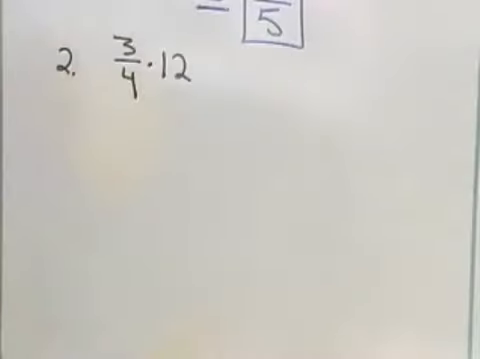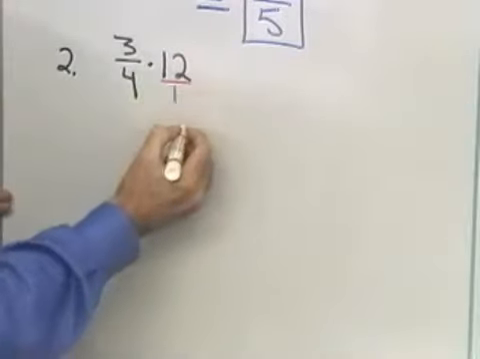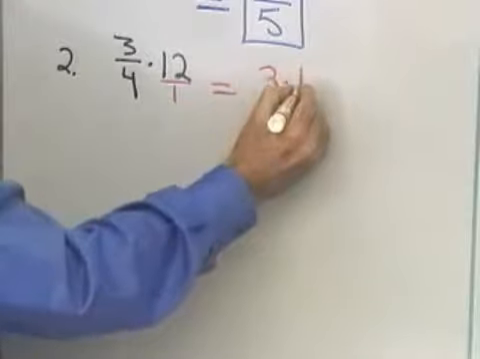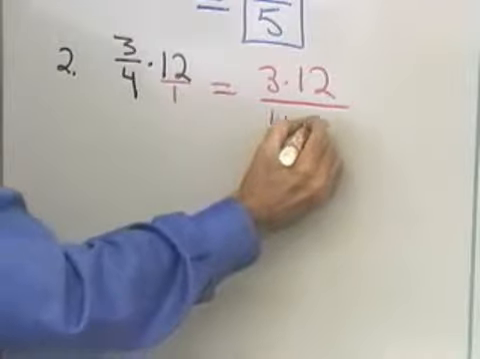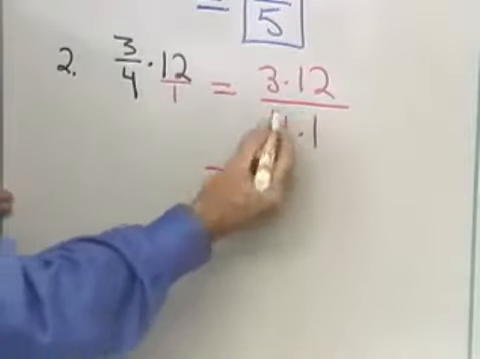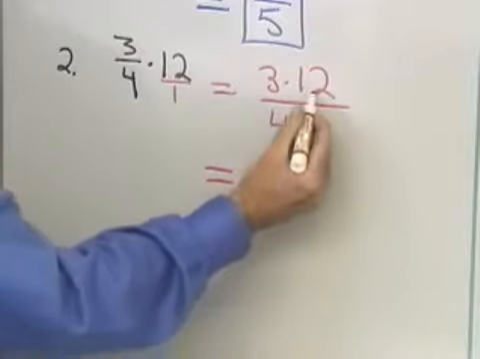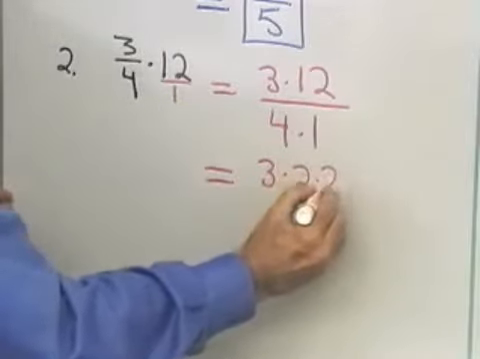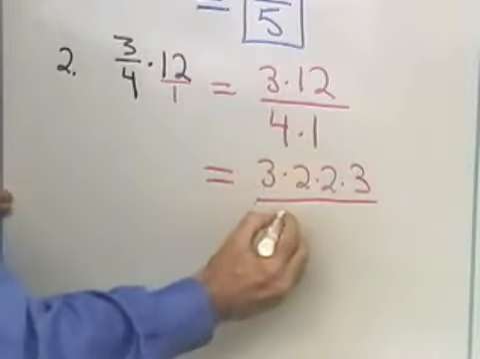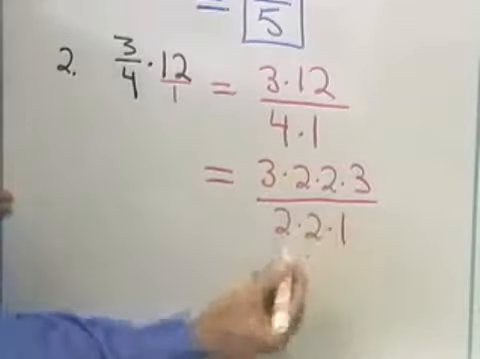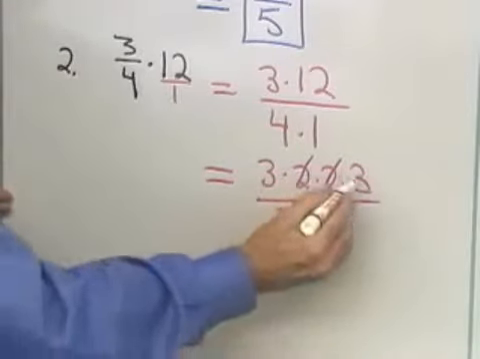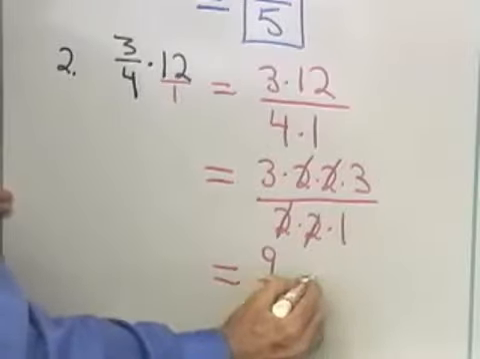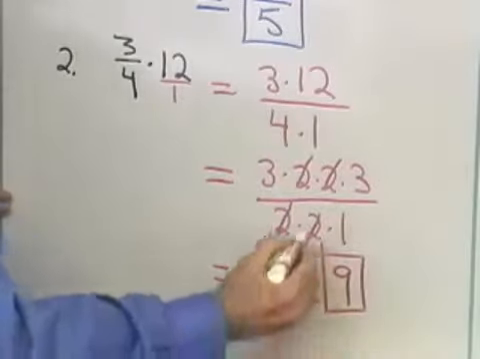Here's our next example. 3/4 times 12. Remember, I can think of 12 as 12 over 1, so it will be 3 times 12. I'll multiply straight across the top and then across the bottom. 4 times 1. To reduce to lowest terms, I'll factor completely. 3 times 12 is 4 times 3, so 2 times 2 times 3. And in the denominator, 2 times 2 times 1. Divide out factors they have in common. I end up with 3 times 3, which is 9, divided by 1, which is, as you know, just 9.